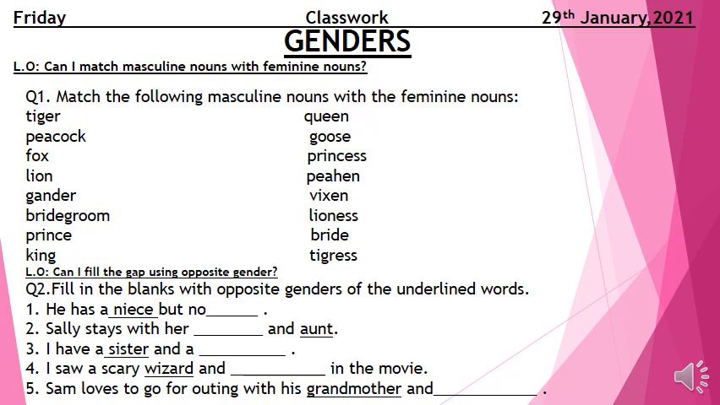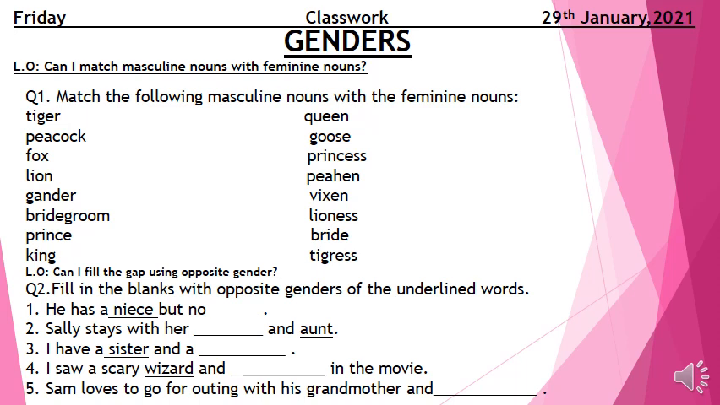Sally stays with her dash and aunt. What is aunt? Is it a masculine gender or a feminine gender? Yes, you are right. It is a feminine gender. So you are going to write the masculine gender in the blank. Come to number 3. I have a sister and a dash. So what is the masculine gender for sister? Come to number 4. I saw a scary wizard and dash in the movie. So here in this blank you are going to write the feminine gender for wizard.